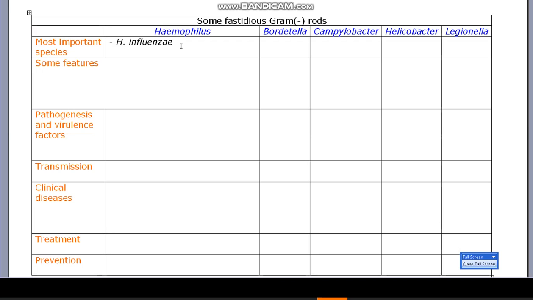Okay, so Haemophilus. The most important species for humans is Haemophilus influenzae. But we have another one that we are not going to study because we don't have time, Haemophilus ducreyi. We can't study this because we don't have enough time. So we are going to study only Haemophilus influenzae.